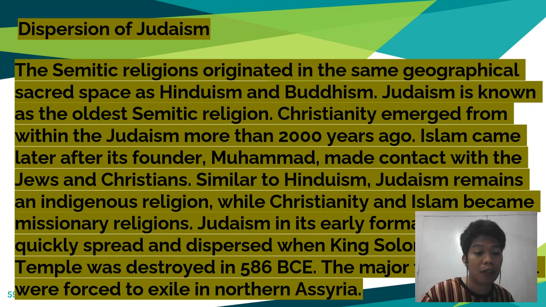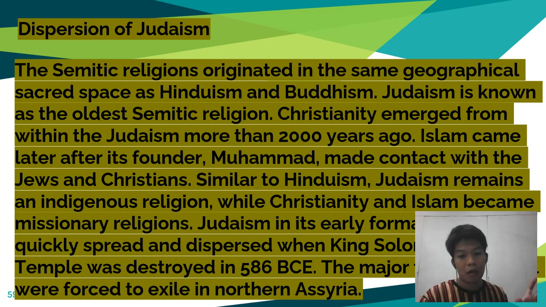Judaism in its early formative years quickly spread and dispersed. When King Solomon's holy temple was destroyed in 586 BCE, the major tribes of Israel were forced into exile in northern Assyria. If you read the Bible in the Old Testament, you will learn that every time Israel was conquered by other nations, the Hebrew people spread out to other places, such as in this case.